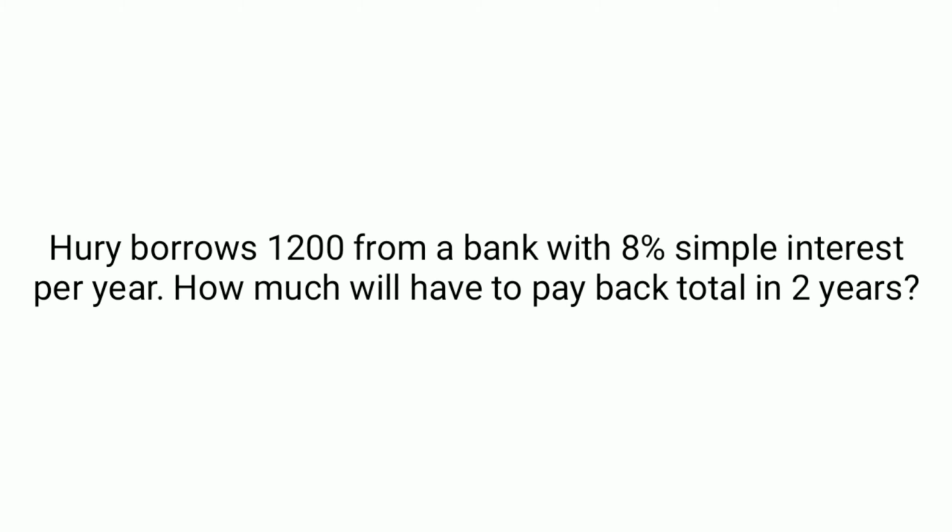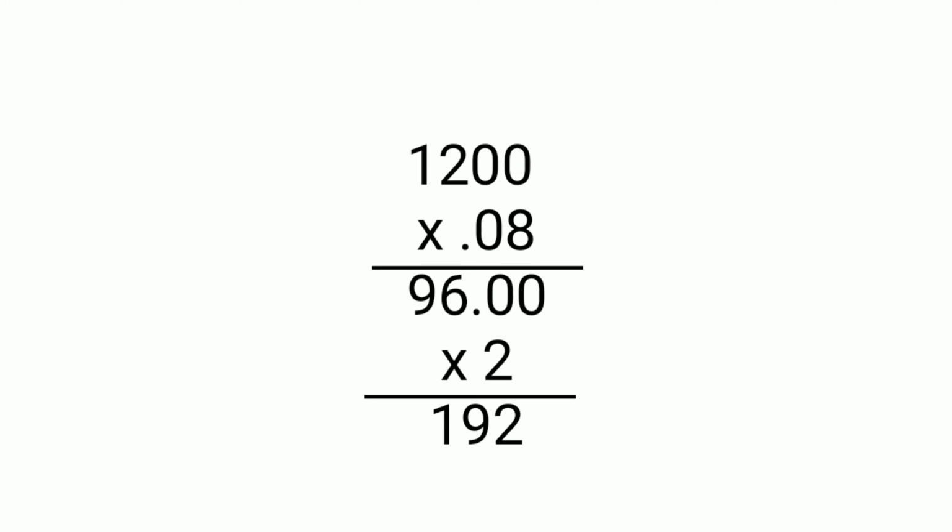Next problem. Harry borrows 1,200 from a bank with 8% simple interest per year. How much will he pay back in total in 2 years? So first we are going to multiply the principal amount of 1,200 by the interest rate of 0.08 to get 96.00, and then we are going to multiply 96.00 by 2 to get the total payback amount within 2 years. So Harry will pay back a total of 1,392 within 2 years.